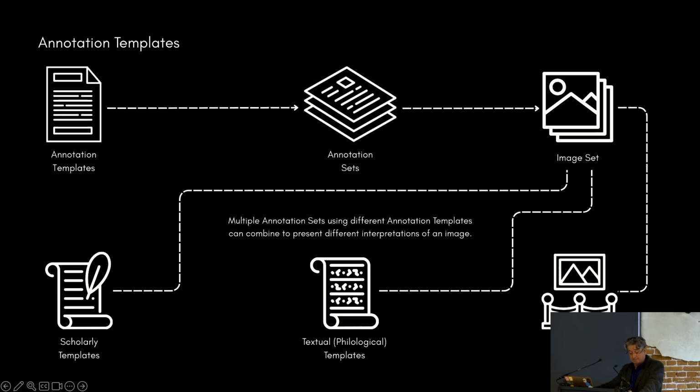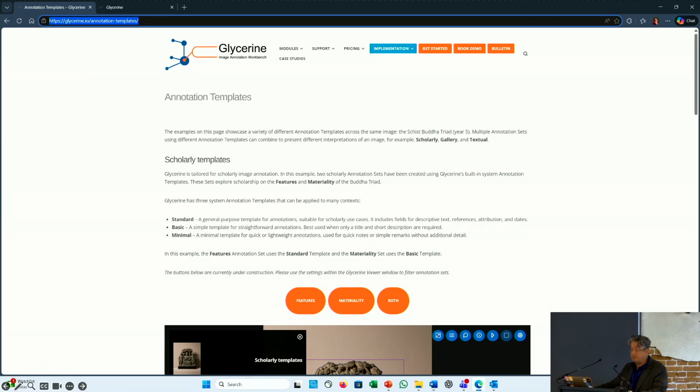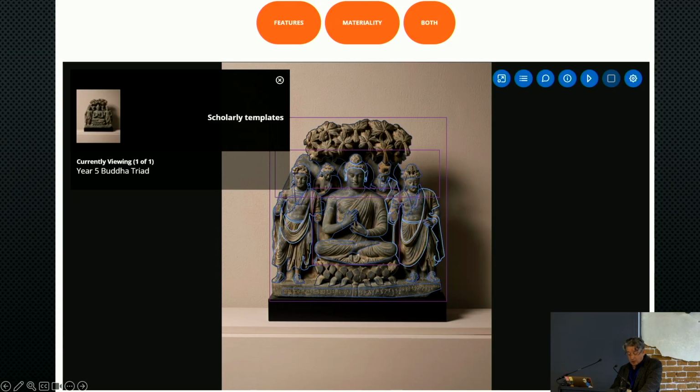So, on our website, under Implementation, you'll find an Annotations Templates page where you can view all these permutations later. We've got a demo set up there of all these things. So you can see scholarly presentations with footnotes and semantic tags. You can easily switch between them and display just the features instead.